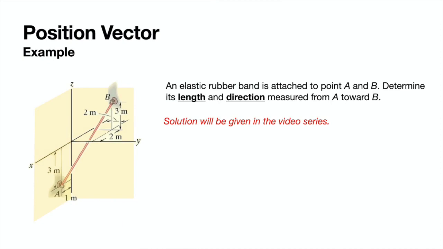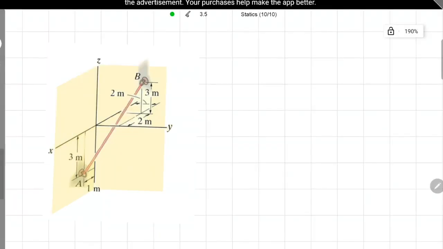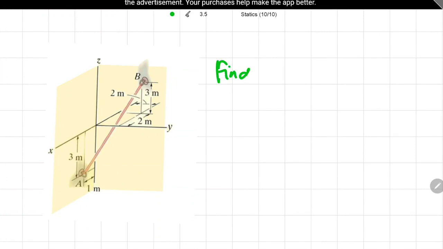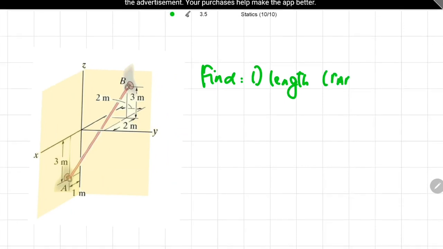Let's look at this example. In this example, given a rubber band, a getah kan, is attached between point A and point B. So the question asks you to find the length of the rubber band, or in other words, you need to find the R between point A and B. And the second question asks you to find what is the direction of the rubber band.